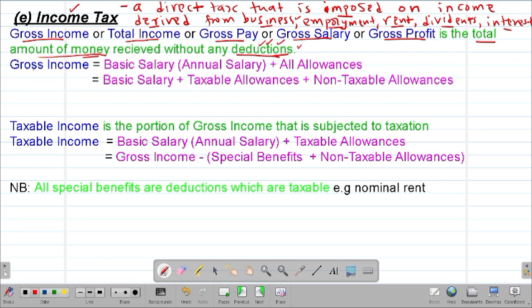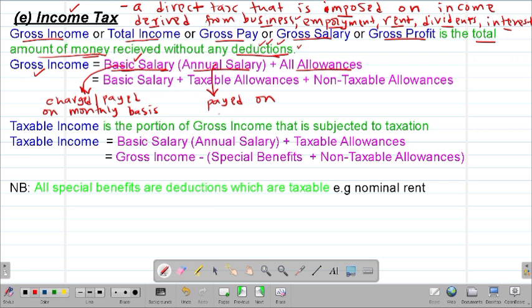So in terms of formula, we can say that the gross income or the total income or gross pay or gross salary or gross profit is given by basic salary. This one is specifically for the case of an employee, basic salary, then of course plus all allowances that that particular employee is enjoying. Remember, whenever you see the word basic salary, you always need to remember that basic salary is paid on monthly basis. So whenever you see the word basic salary, this is the amount of a salary that an individual is receiving on a monthly basis. But when we talk of annual salary, the word annual means on yearly basis. So this one is paid on yearly basis. So that's the difference between these two.